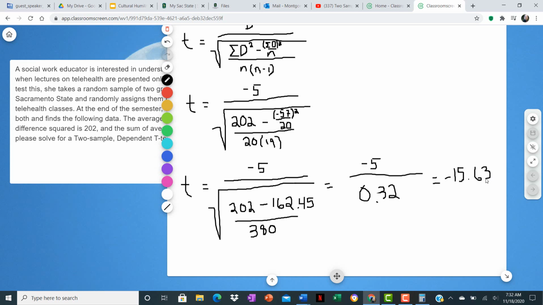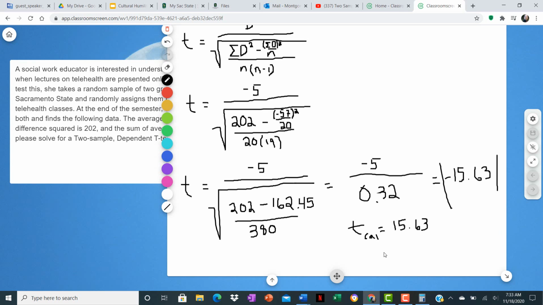What have I always told you about the t-test calculated? It's going to be an absolute value. The absolute value is going to be that number without the minus sign. So the absolute value of t for this particular case, the calculated, is 15.63.